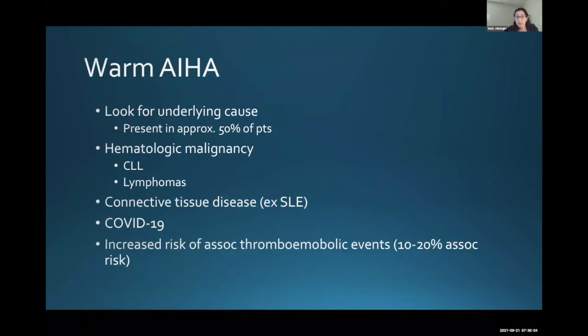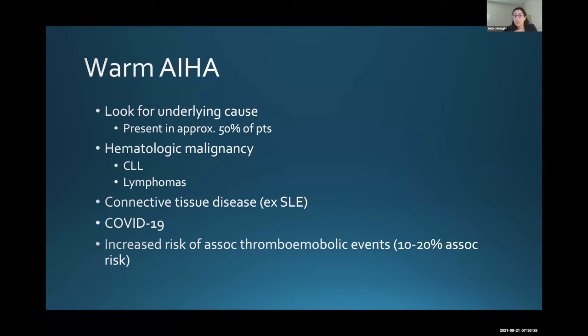For warm autoimmune hemolytic anemias, there's oftentimes an underlying etiology for that, so it is important to evaluate for that at the same time as treating the hemolytic anemia. In about half of patients, we'll be able to identify a cause. It's important to note as well, though, that sometimes these causes aren't initially apparent and can develop over months to years after the initial diagnosis of the hemolytic anemia.